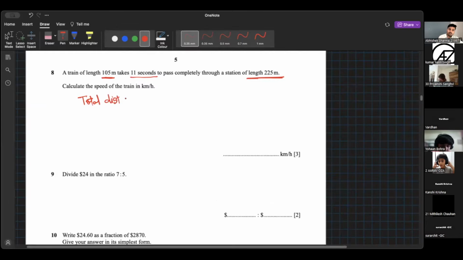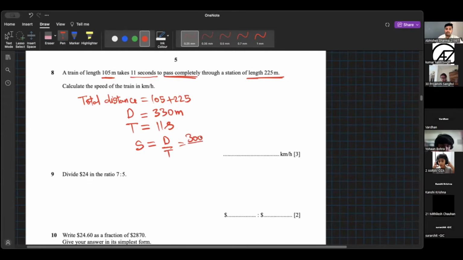105 plus 225. Perfect. Because the station length is 225 and the length of the train is 105 and it is passing completely. So that is 105 plus 225, which is 330 meters. So this is the distance. And how much time is it taking? 11 seconds. We have to find the speed. So speed will be distance upon time.